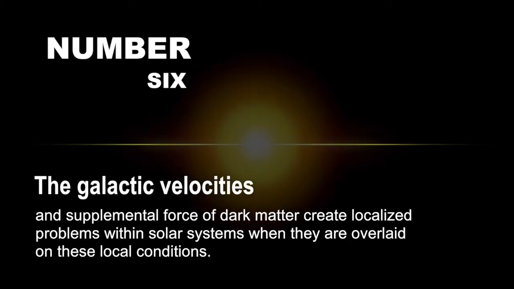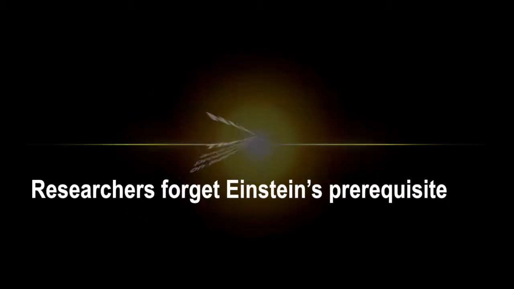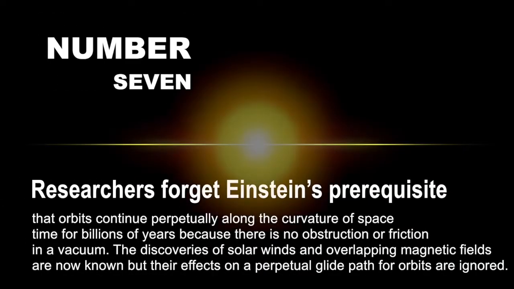Number 6. The galactic velocities and supplemental force of dark matter create localized problems within solar systems when they are overlaid on these local conditions. Number 7. Researchers forget Einstein's prerequisite that orbits continue perpetually along the curvature of space-time for billions of years because there is no obstruction or friction in a vacuum. The discoveries of solar winds and overlapping magnetic fields are now known, but their effects on a perpetual glide path for orbits are ignored.